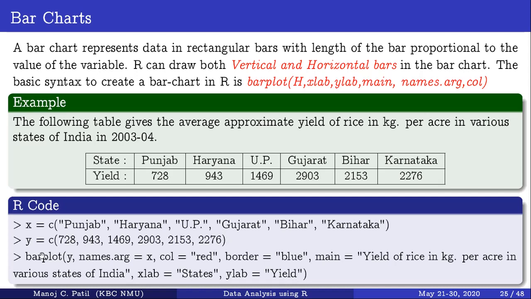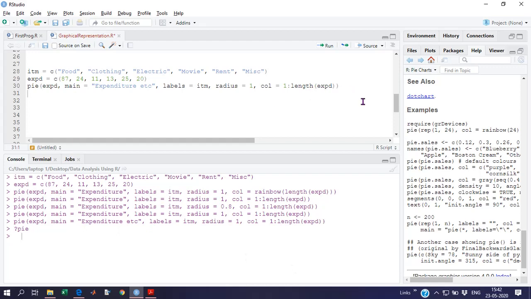We can go ahead by using the function barplot. Y values, names.arg is equal to x. Okay, color is equal to red. So all bars will be red colored, border will be blue, name of the plot, main, is equal to yield of rice per kg per acre in various states of India. X label is equal to states and Y label is equal to yield. Let's move to R.